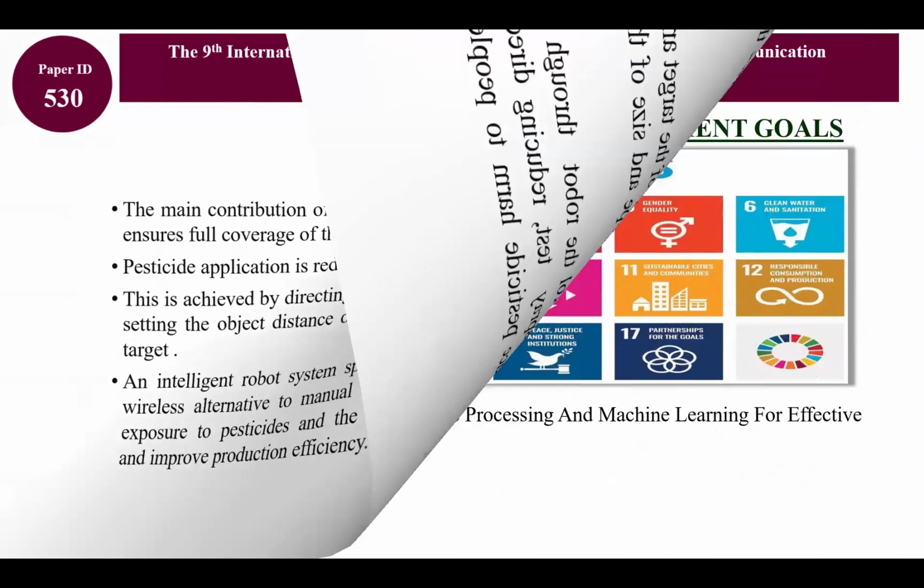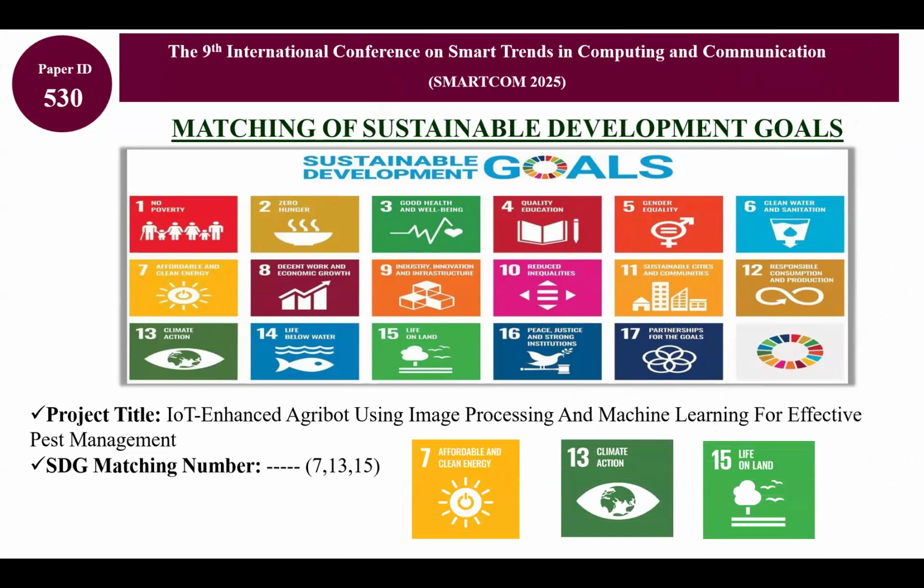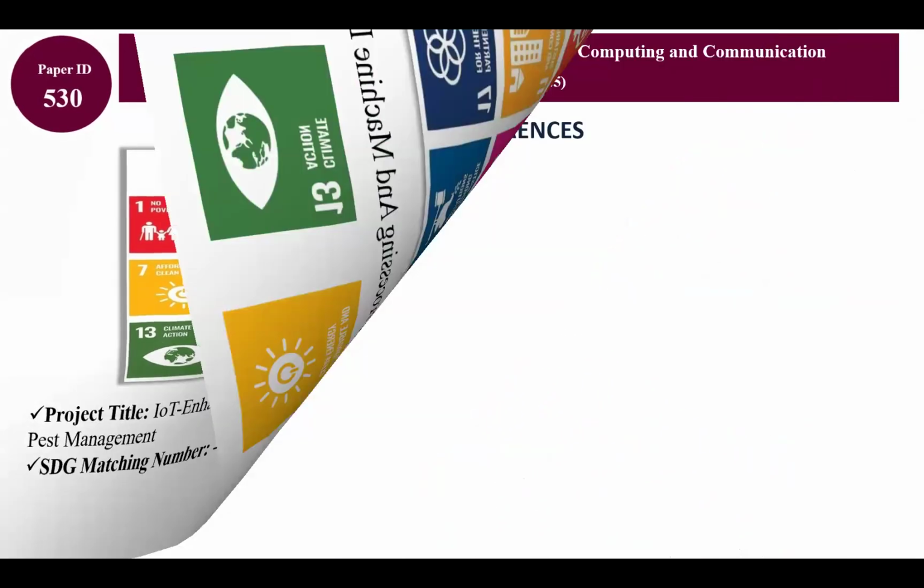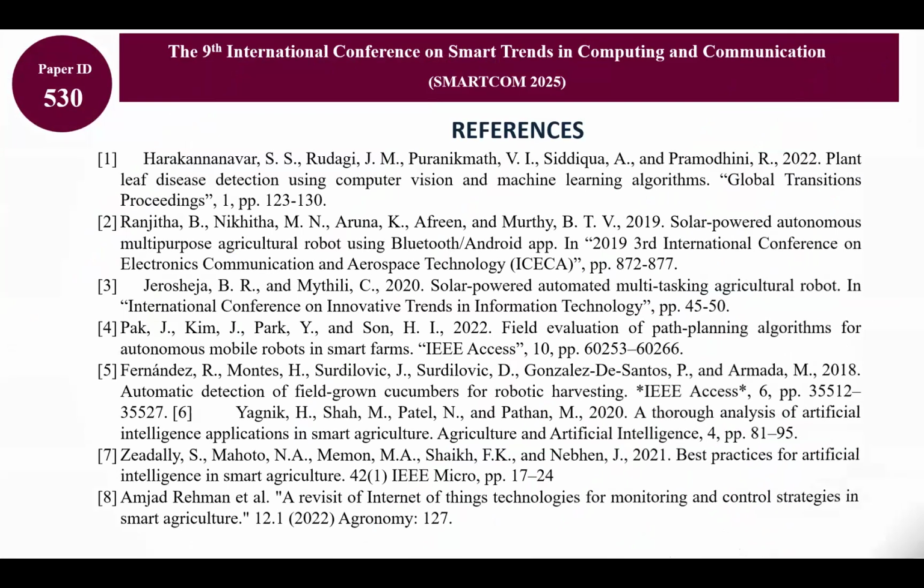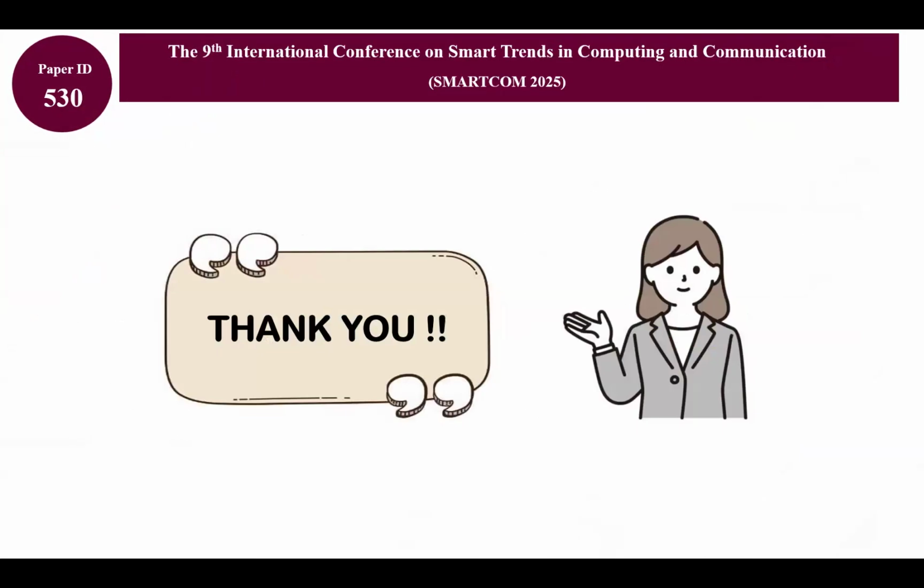In summary, we could conclude our project effectively integrates image processing and deep learning to optimize pesticide application. And our project matches the sustainable development goals of affordable and clean energy, climate action, and life on land. So these are the references we used for our project research, and thank you for your patience.